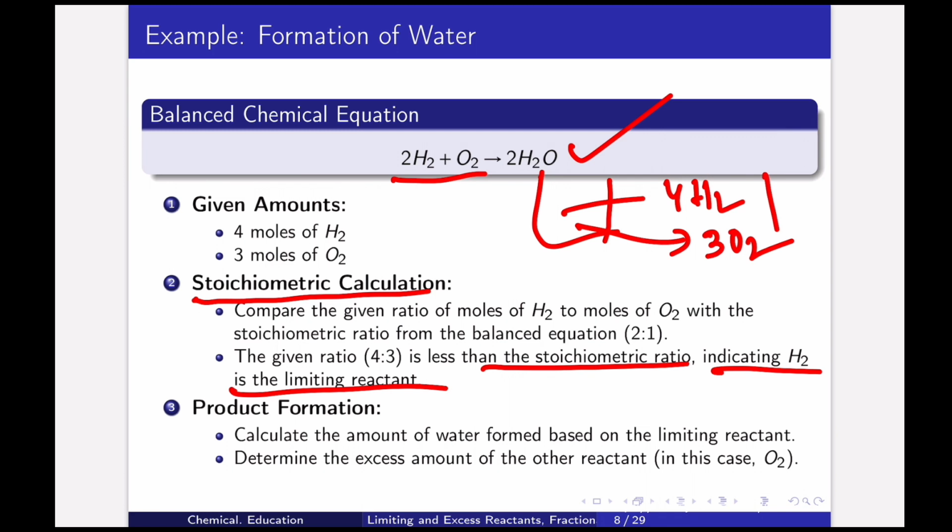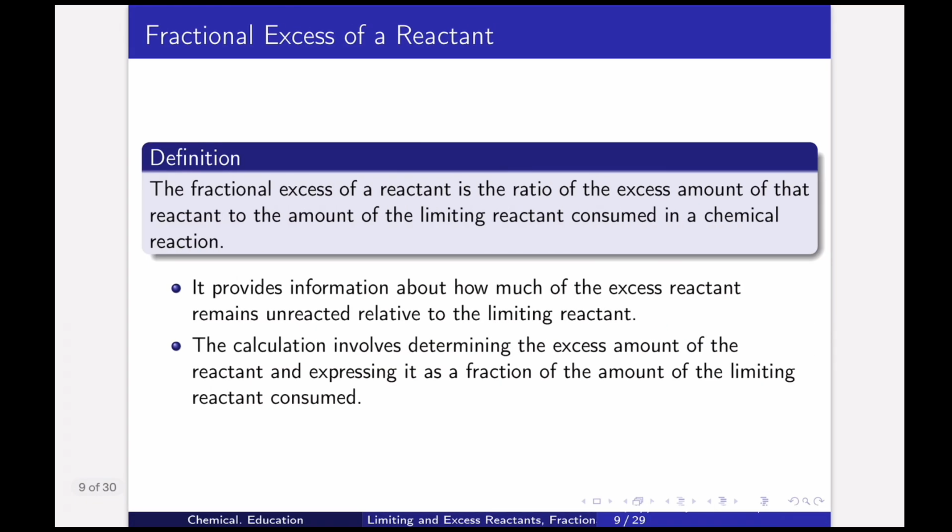From that we can easily calculate how much product will form. So calculate the amount of water formed based on the limiting reactant, and we can also determine the excess amount of the other reactant, in this case oxygen. If we find out the limiting reactant, we can do the calculation.